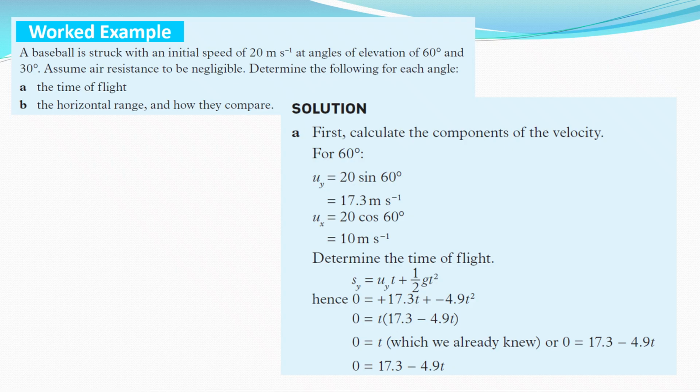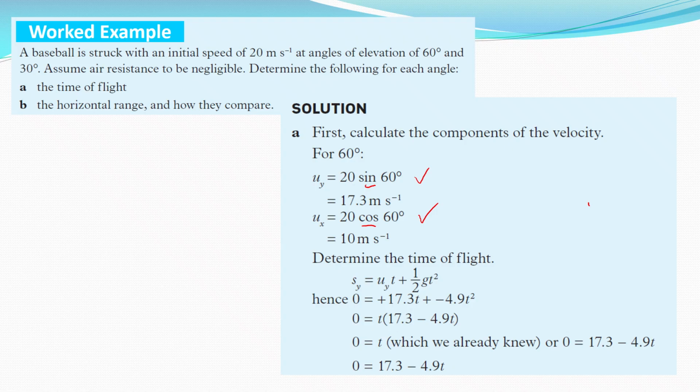Okay, first steps first, break it into its components. We know we've got an initial velocity of 20 meters a second, so we're going to break it into a y component and an x component, and that's for the 60-degree one. So that's my sine theta and my cos theta. Initial velocity is 20, so plug that in. Angle, plug that in, put it into your calculator.